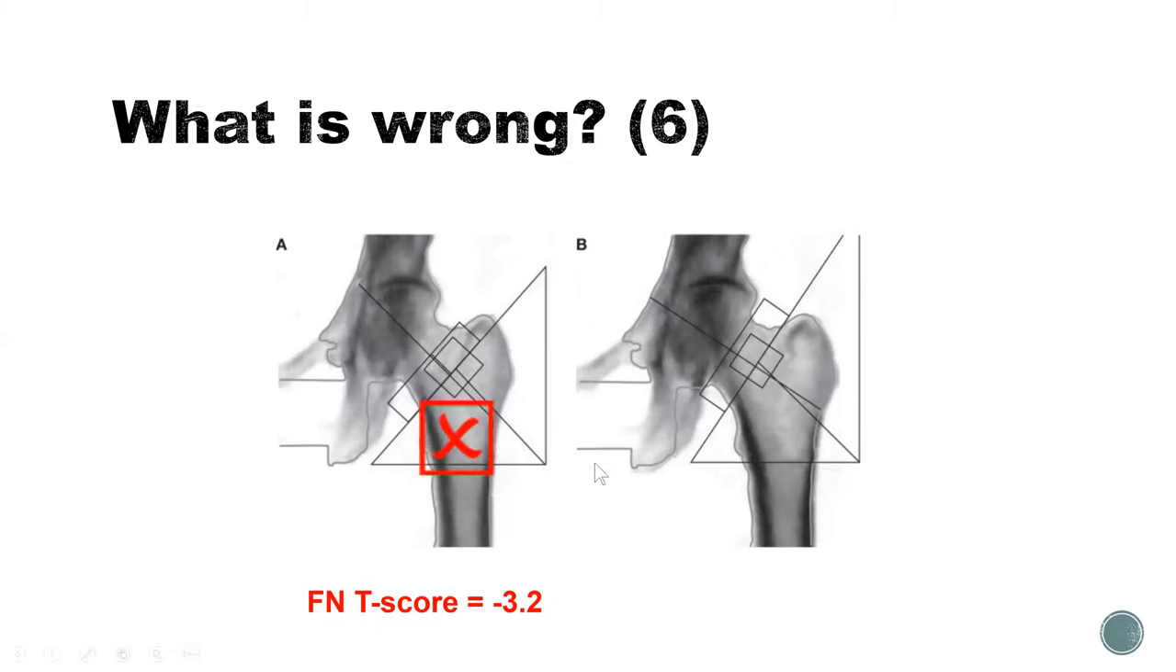Okay, so this one is wrong because you can see this is just totally put in the wrong area, regardless of whether it's a Hologic or a Lunar scan. And then once you put it in the right area, you get a different T-score reading, but at least you know that that's a correct reading.